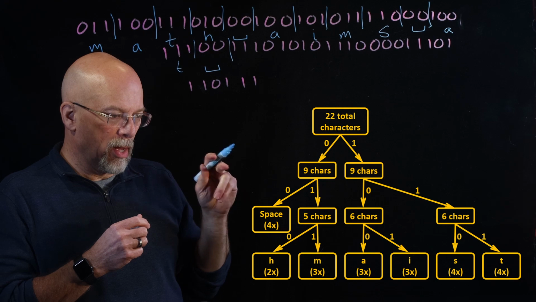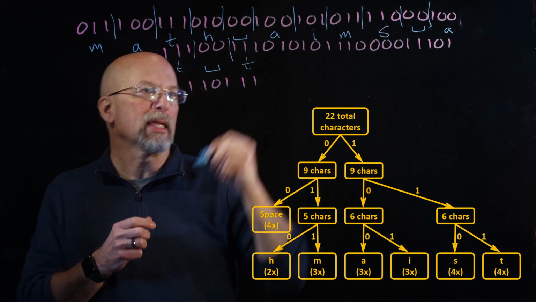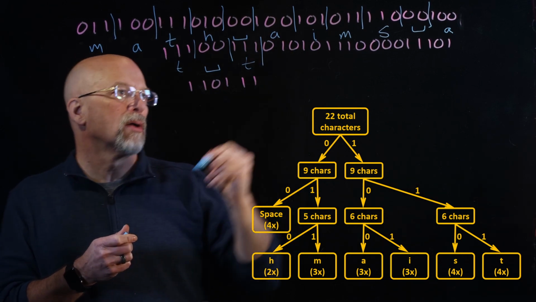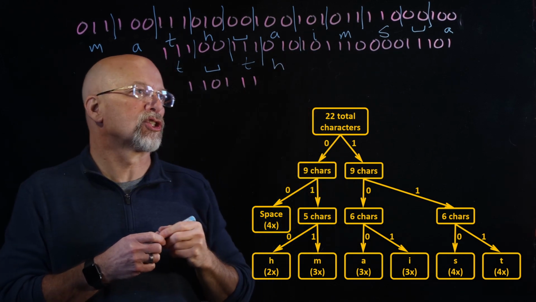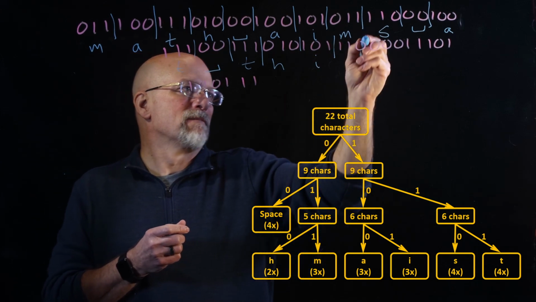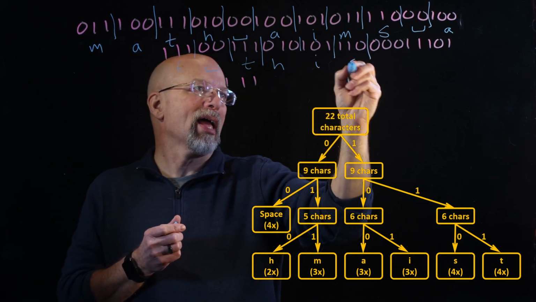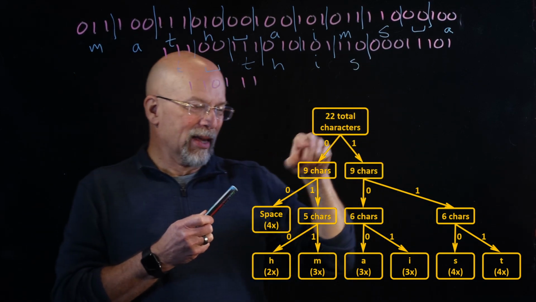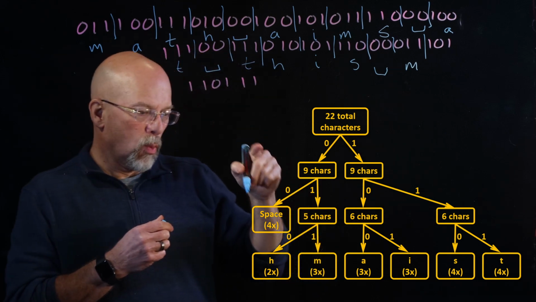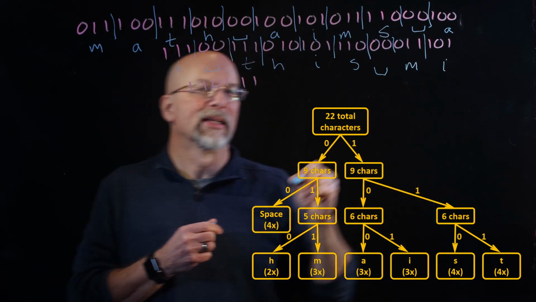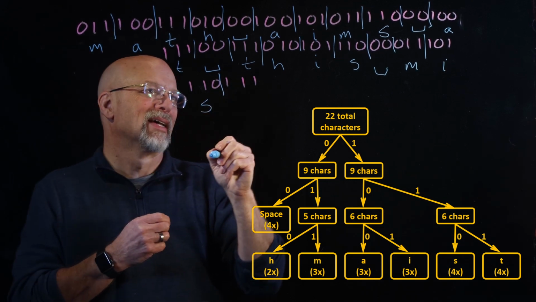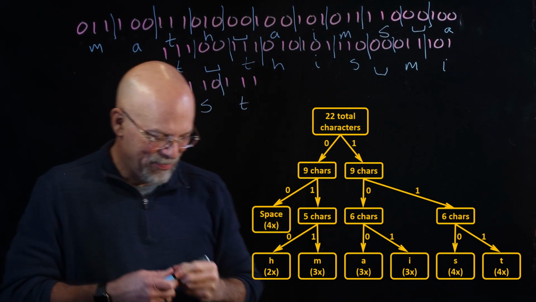And then 1, 1, 1. That brings us to a T. And then 0, 1, 0, H, and then 1, 0, 1, I, and then 1, 1, 0, S, and then 0, 0 is a space, then 0, 1, 1, that's an M, and then 1, 0, 1, that's an I, and then 1, 1, 0, that's an S, right? And then 1, 1, 1, that's a T.